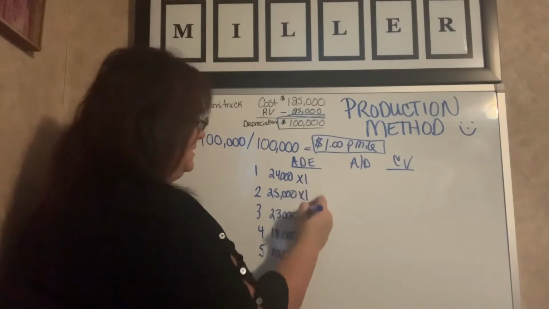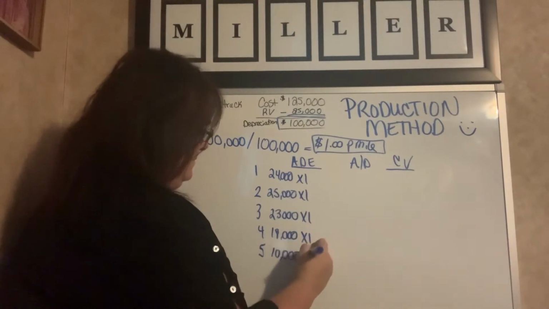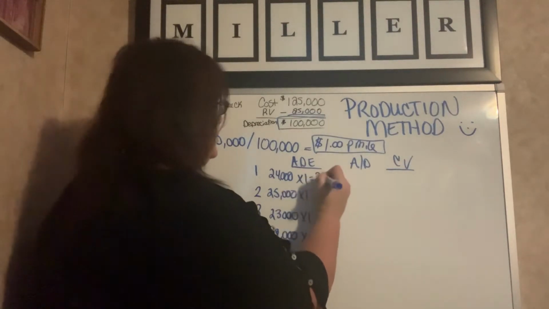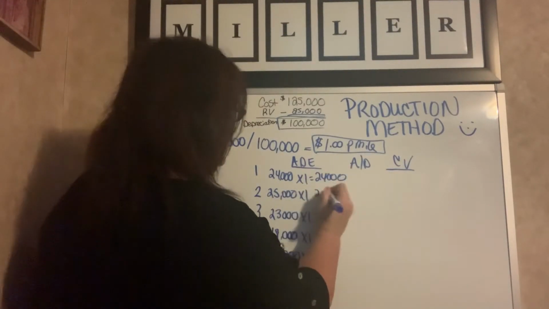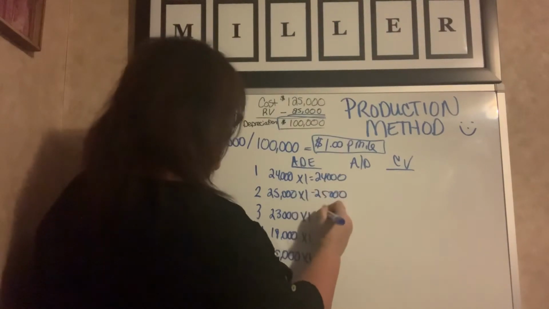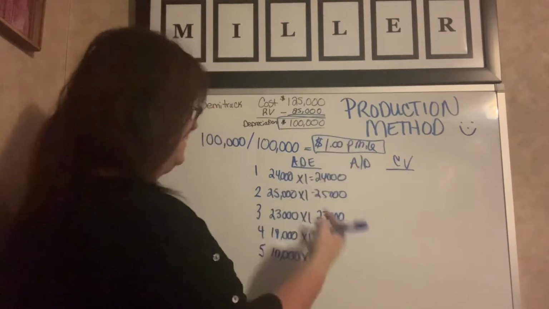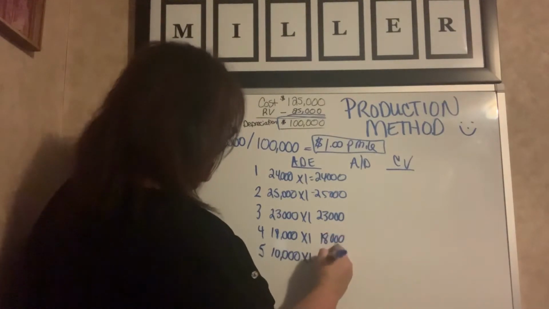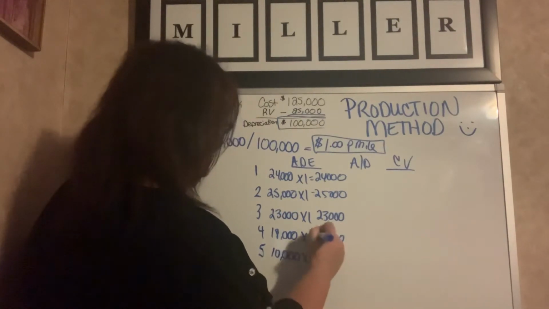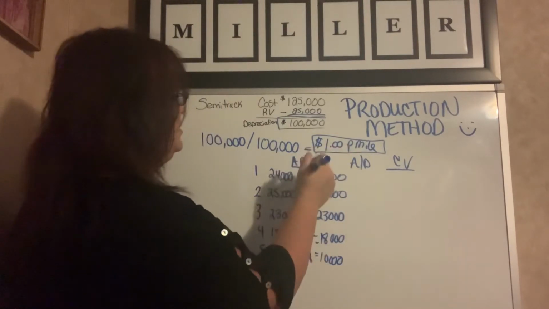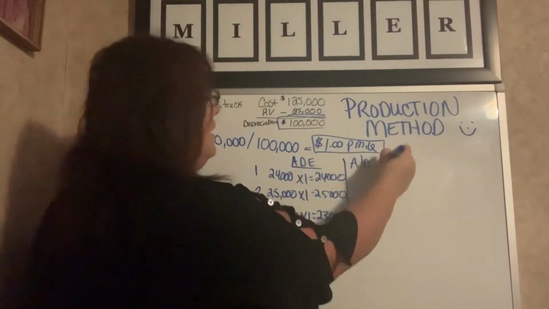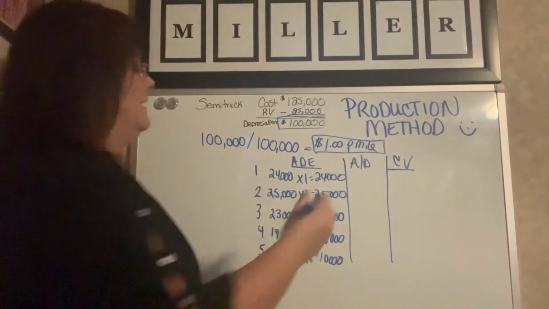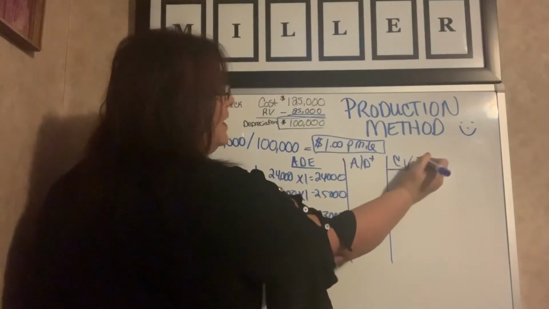In this case, it's easy because it's the same number because it's 1. We multiply anything by 1, it's itself. So we know that this is 24,000, 25,000, 23,000. But when this is a different number than 1, it'll be different numbers. So you get the idea. And 10,000. All right. Now we have our annual depreciation expense. Again, I like to skip accumulated depreciation for now. That's my add column. This is my subtract column.